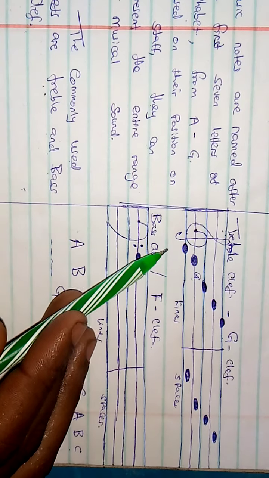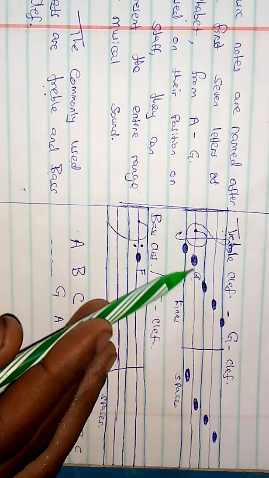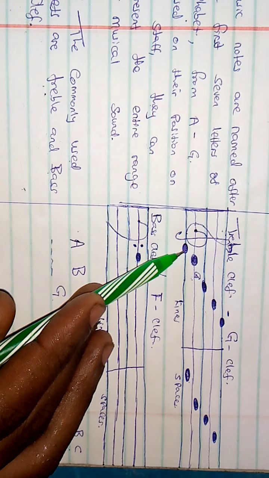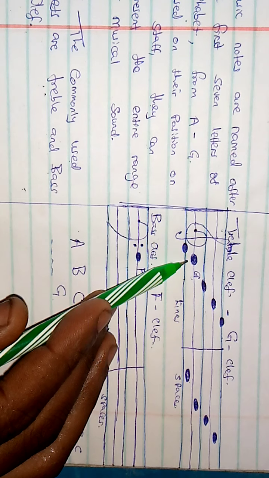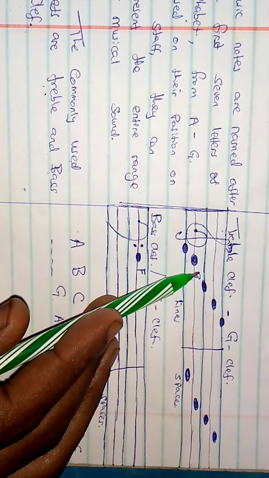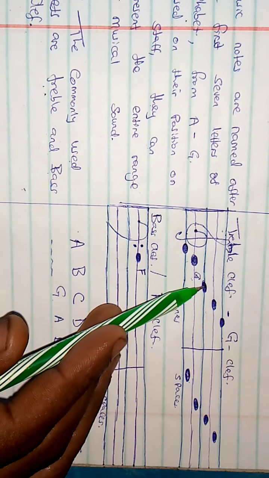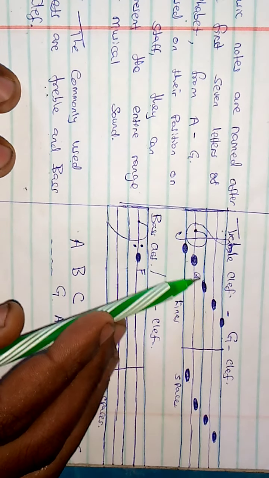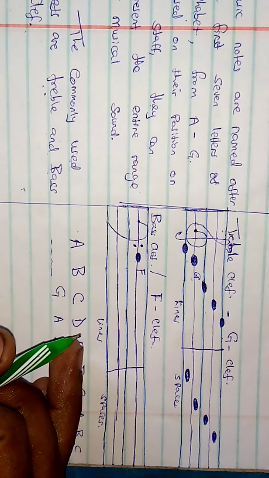It is important to note that while naming the lines and spaces on our staff, we use the sequential formula of naming the positions, that is from line to space, from space to line. That is line, space, line, space, line, space, line, space. We don't jump any position.